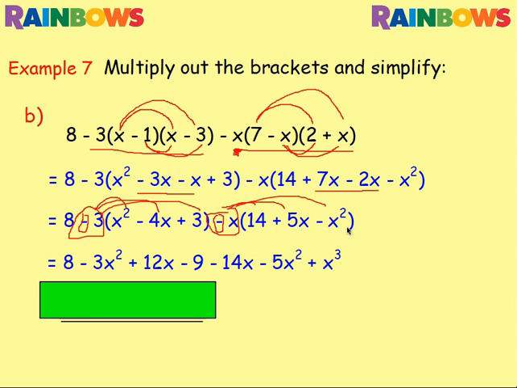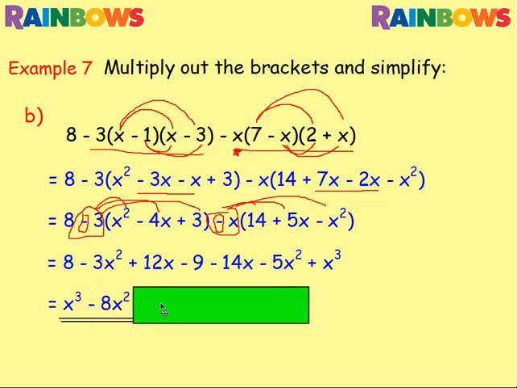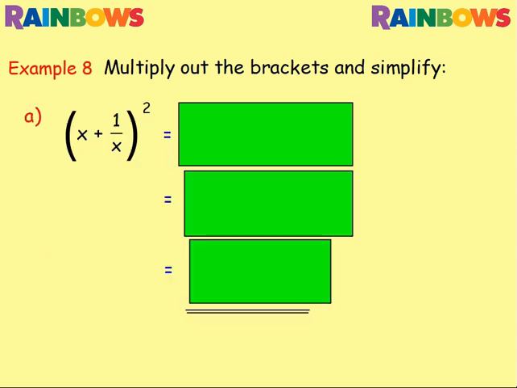After that, simplify it, so highest power is an x cubed, so x cubed. How many x squareds? Well, negative 3x squared take away 5x squared gives you negative 8x squared. X's, you've got a 12x take away 14x, which is negative 2x. And number-wise, 8 take away 9 is negative 1. That would be your answer. Woo! Did you manage that? Well done, you. Example 8, let's include some fractions.